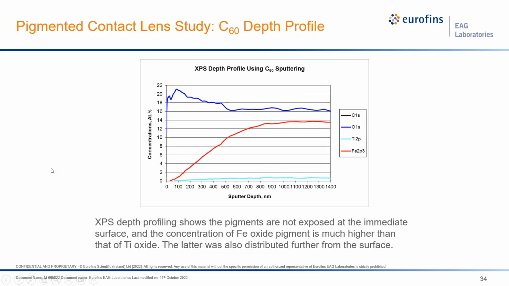This slide shows a sputter depth profile. And unlike the earlier shown sputter depth profile in the stent, this one was obtained using a C60 sputter beam, buckyballs, which is good for depth profiling of many different polymers. And you can see here that the pigments, which were iron oxide and titanium oxide, indeed are buried. They started showing up a little bit deeper in the profile, and iron oxide is much more abundant than titanium oxide.